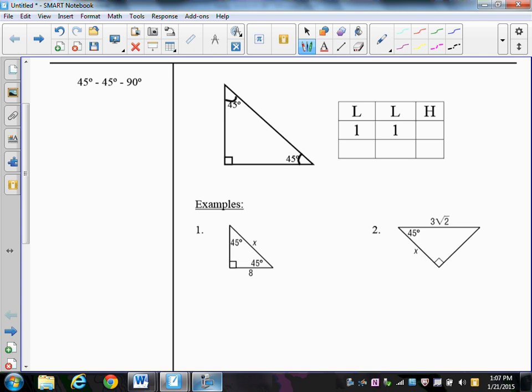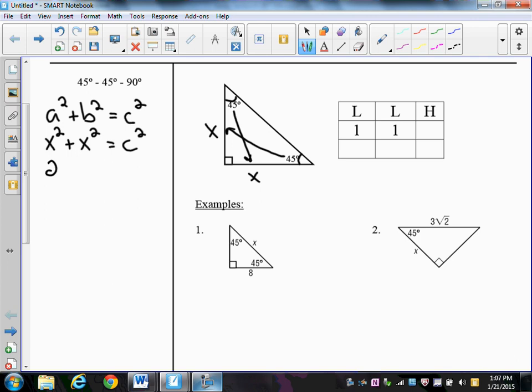First off, we have to know that it's an isosceles triangle because we have two angles that are congruent. So you should remember, across from the congruent angles have to be the same measure. So you'll oftentimes see x and x. To find the hypotenuse, we can use the Pythagorean theorem. So we have a squared plus b squared is equal to c squared. Well, for a and b, we have x. So x squared plus x squared is equal to c squared. We combine like terms, so that's going to be 2x squared is equal to c squared.